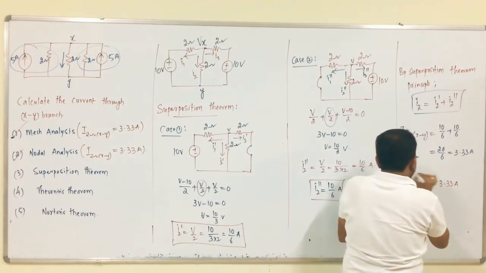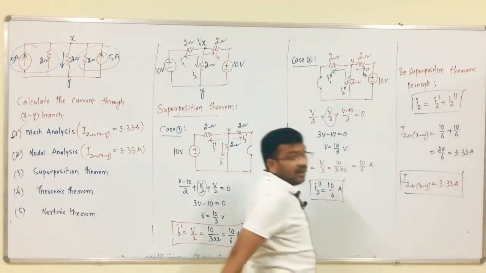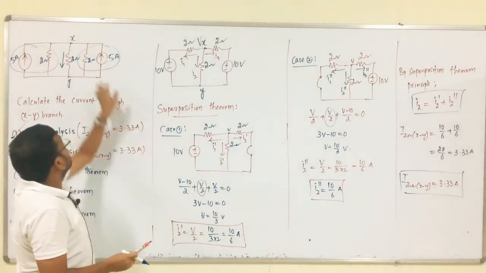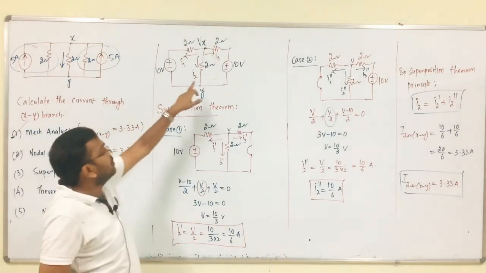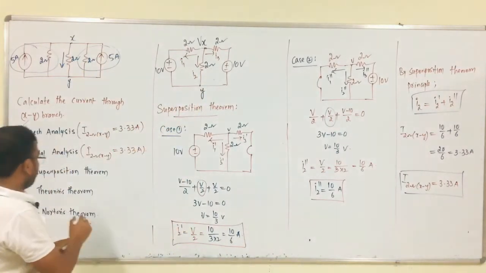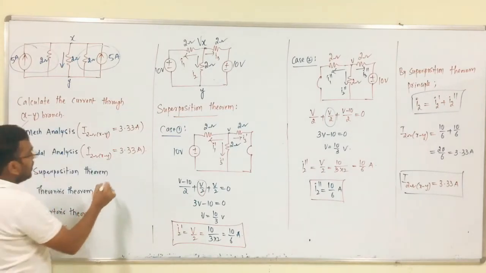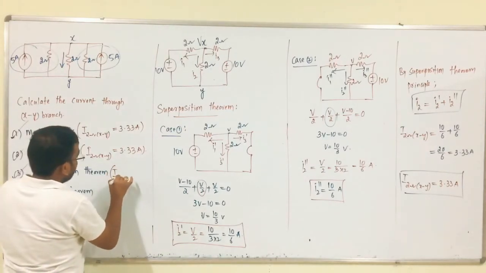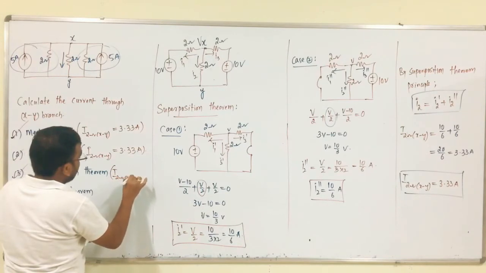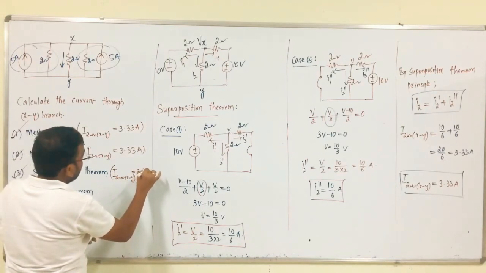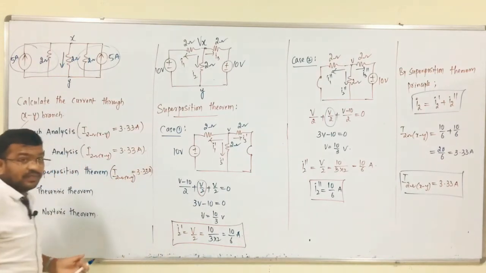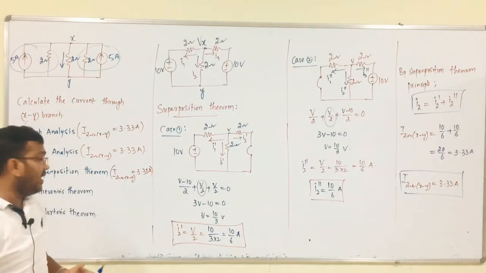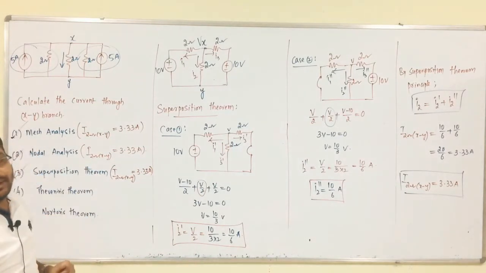So, by this method also we are having the current of 3.33 amps through this branch, between X and Y. The same current we are going to get in any one of the methods.